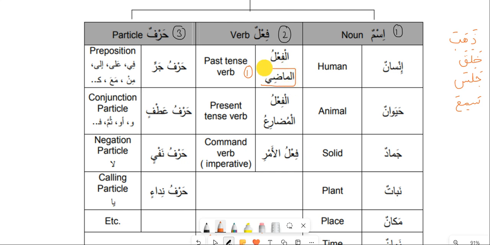Madi means past tense. Then the second important tense is the present tense, known as the mudare. Please memorize the words madi, mudare, all these Arabic terms. It's really very important because in Arabic level 1, I will be continuously using all these Arabic terms so that you get acquainted with them. Command verb, imperative, is called amr. Amr means to command. And there is another, mustaqbil.